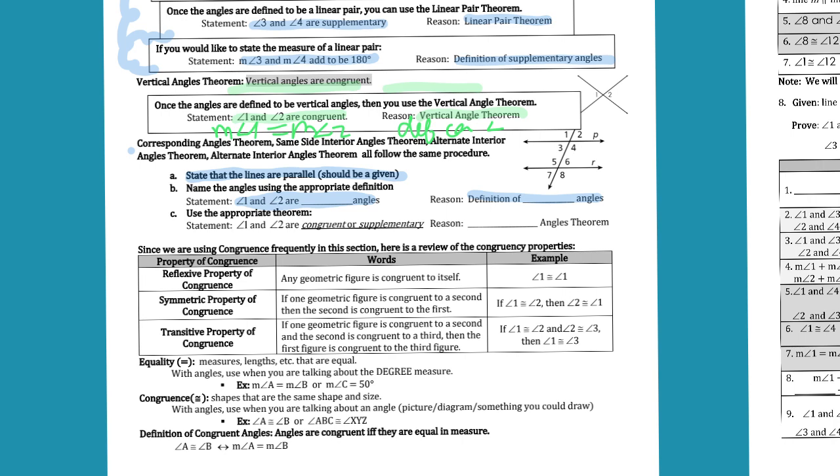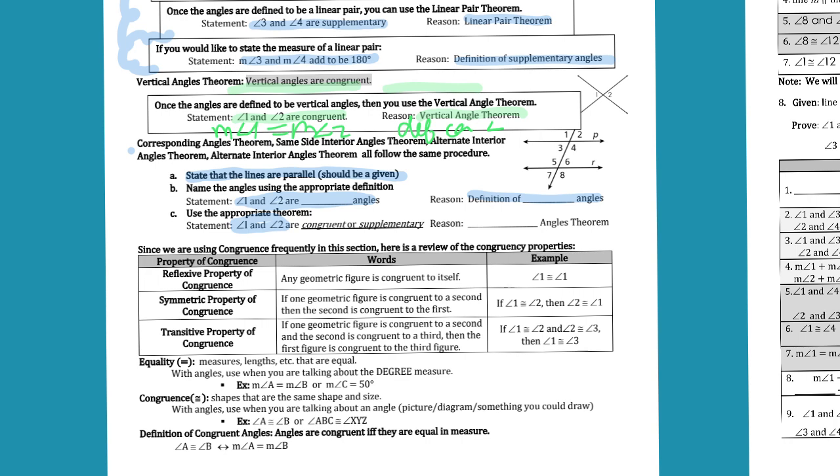You might say corresponding angles. You might say alternate interior angles, etc., by definition. And then your third step would be that therefore, angles 1 and 2 are going to be, and you might say congruent, you might say supplementary, depending on the relationship. Remember, same side interior angles are going to be supplementary. If they're corresponding, they're going to be congruent, etc.